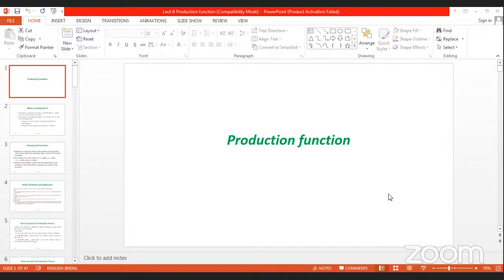Now we have to start with it. What is the meaning of production? We already discussed the concept of production. Now our target is the production function. The production function means the transformation of input into output. How we have to transform, that we have to consider here.